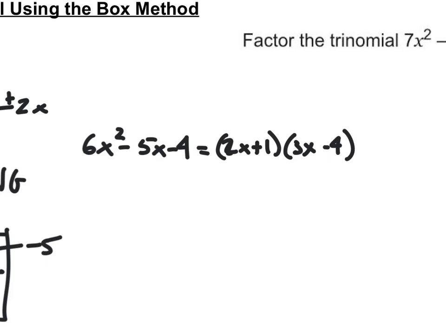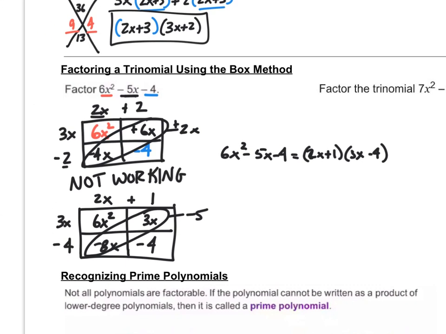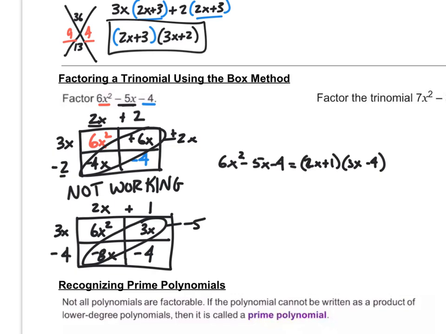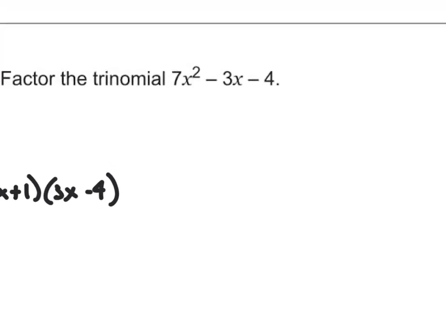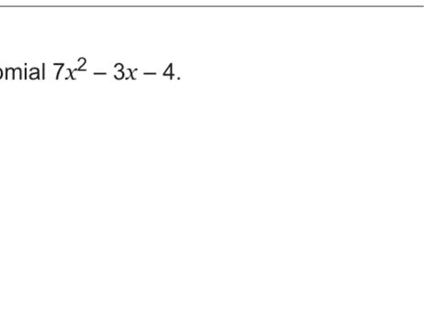And so I recommend the box method. I think it's pretty easy. So let's do it again. Let's just practice this, and let me zoom in here. We want to factor this trinomial. And so let's go ahead and draw our little box, okay?